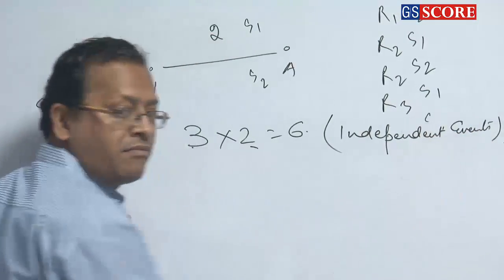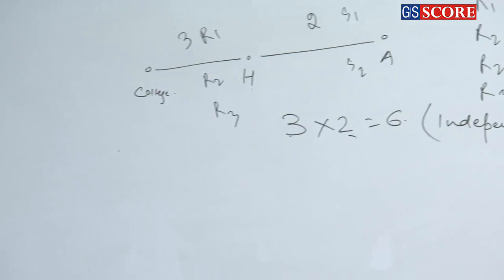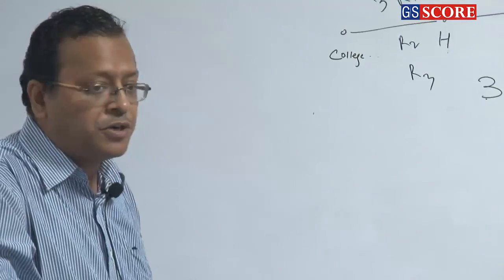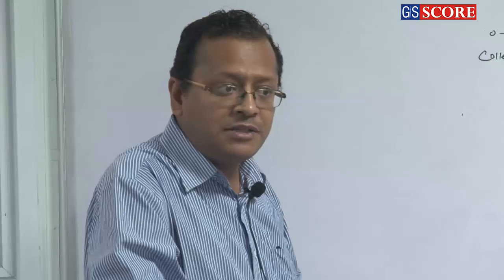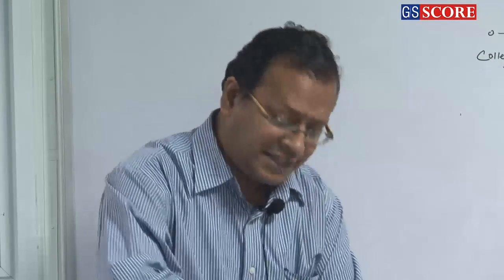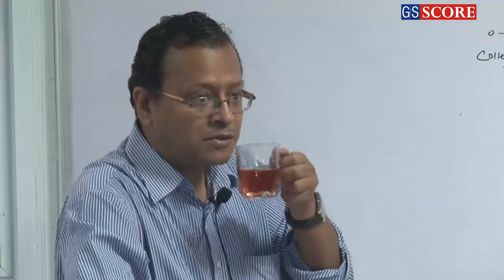Clear or not? Right? I have not even used the term permutation and combination. Independent events, it is m into n. Clear? Right?